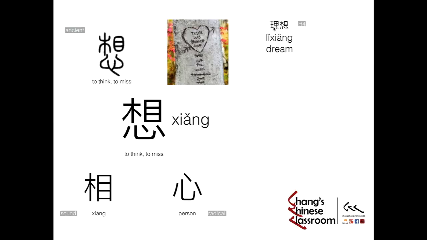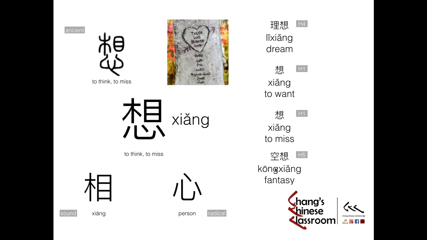The first vocabulary, 理想, we already talked about this. Dream: something, some rule you're thinking or you dreamed of. And when we use 想 plus an action, it means to want. And when we use 想 plus someone, that means to miss. And if you think about something that is empty thinking, that's fantasy.